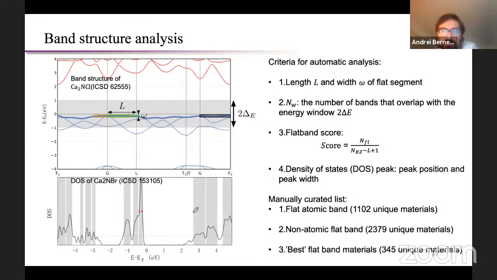We can probably do it internally, but it's not implemented at the moment, and it's not easy. The way one would do it is to go through these 345 unique materials. For example, if you want the best flat band, each of them has a flat band. Then you can go to the topologicalquantumchemistry.com website and find that flat band.